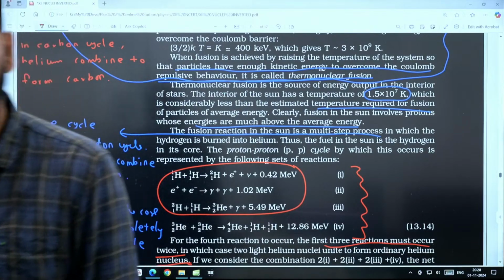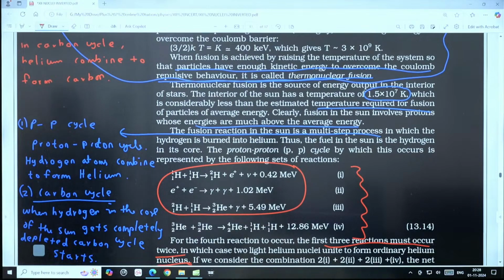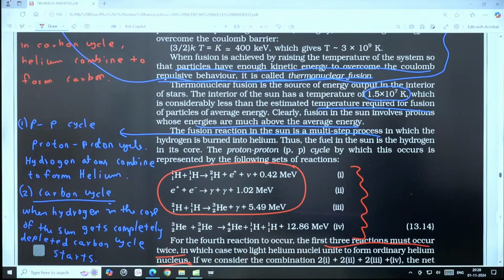And what is the other cycle? The carbon cycle. What is the carbon cycle? When the hydrogen in the core of the sun is completed, the carbon cycle starts. What happens in the carbon cycle? Helium combines to form carbon.